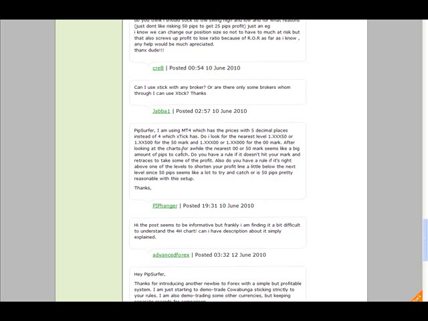With MT4, if there's more than 4 or 5 decimal places, go by the first 4, because sometimes they can narrow it down even smaller, but go by the first 4 decimal places. So hopefully that'll help you.